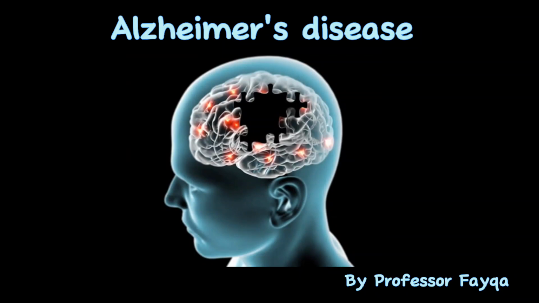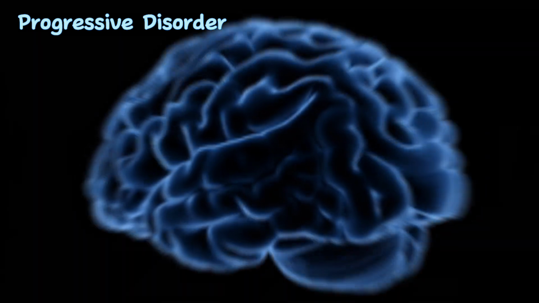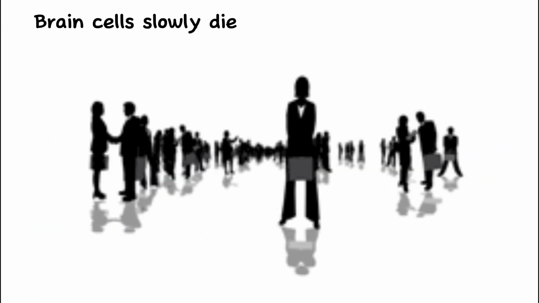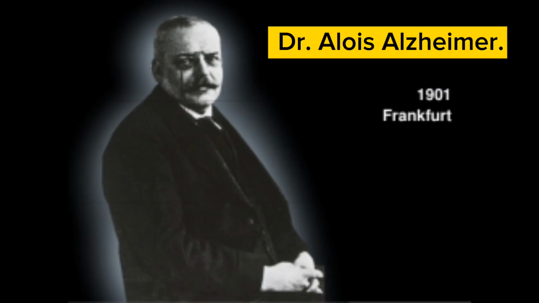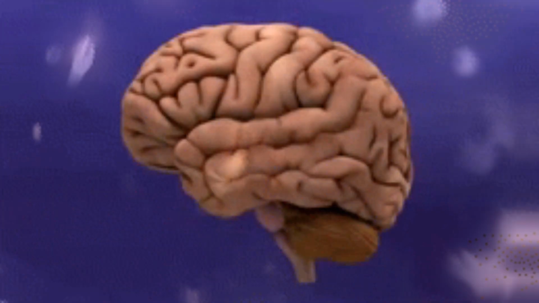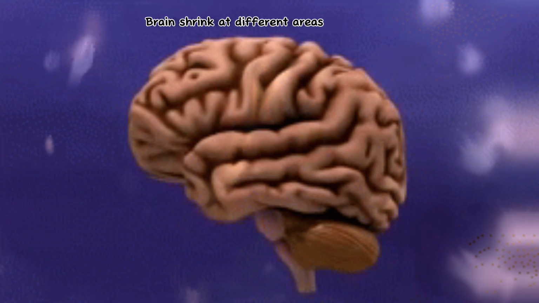Alzheimer's disease. Alzheimer's disease is a progressive disorder of the brain, affecting approximately 6.5 million people ages 65 and older. The disease causes the brain to shrink and its cells to slowly die. Alzheimer's disease is named after Dr. Alois Alzheimer in 1906.